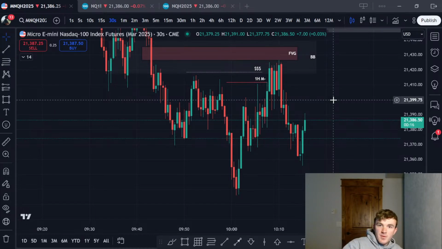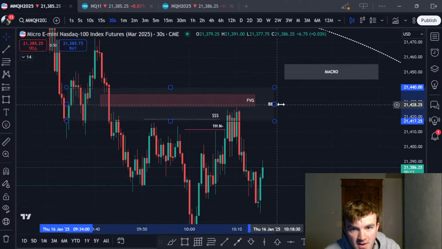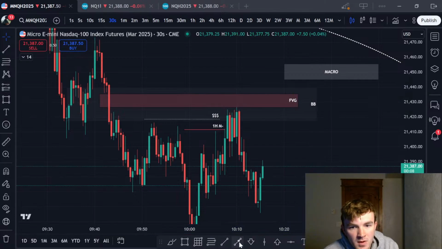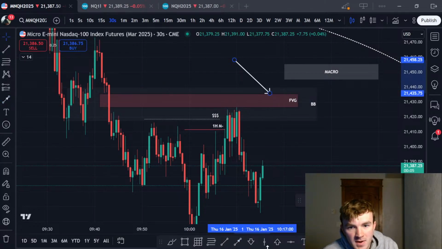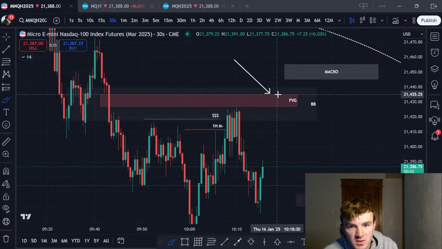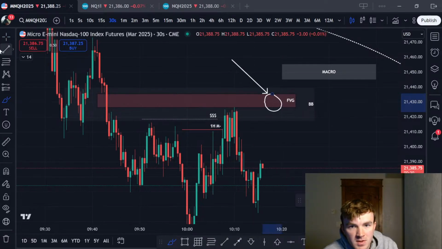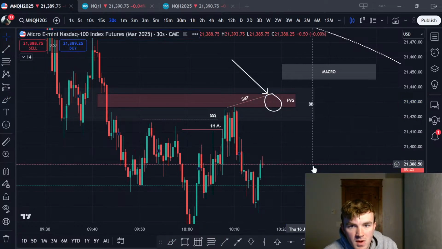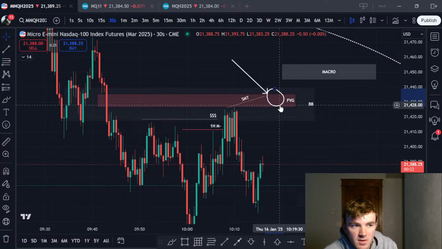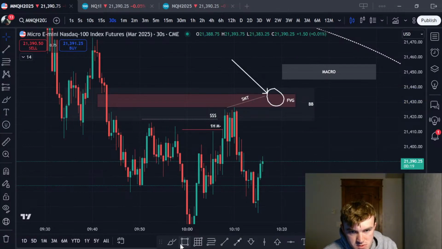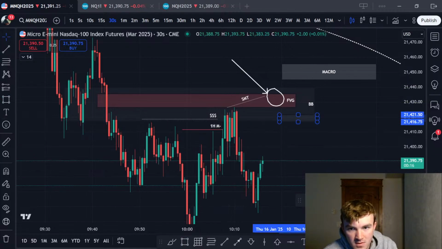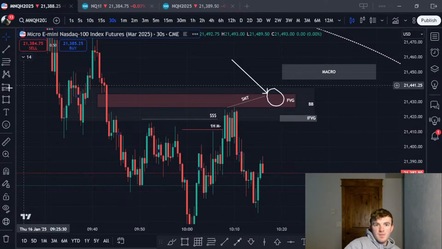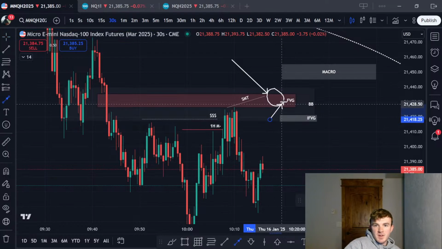So what would be cool if we did come up into this area here right before the macro. Like let's say we came up right here. This would be awesome actually. And we got SMT. And then let's say we got an inversion off of this, going into the macro. That'd be sick.